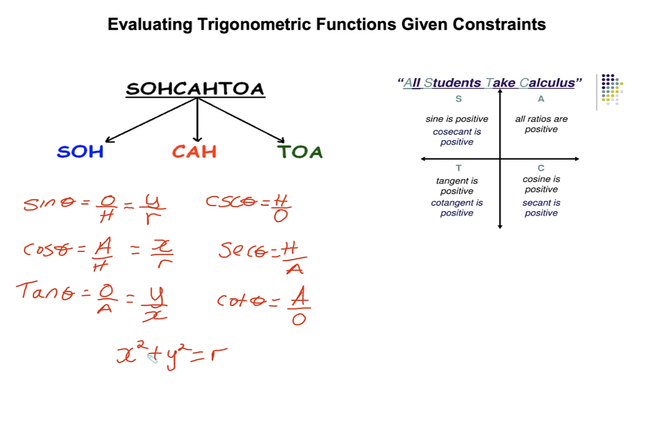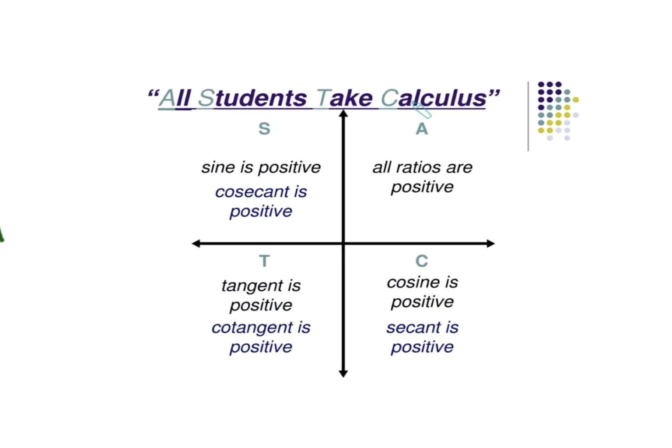Now, because they're giving us constraints, you're going to need to know this little saying right here: All Students Take Calculus. The All is in the first quadrant. It means that sine, cosine, and tangent, everyone is positive here, all 6. In the second quadrant, only sine is positive. In the third quadrant, only tan is positive because that's Take. And then in the fourth quadrant, Calculus, which is your C, cosine is positive, which means everyone else is negative.